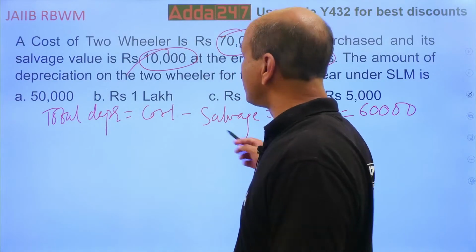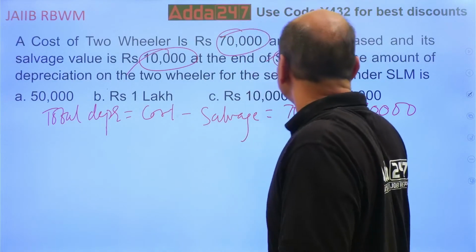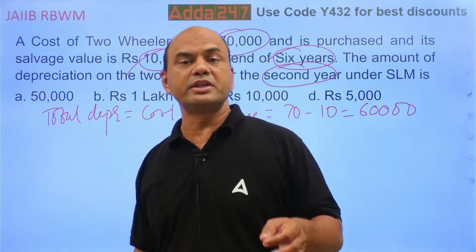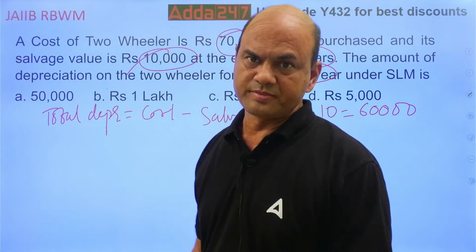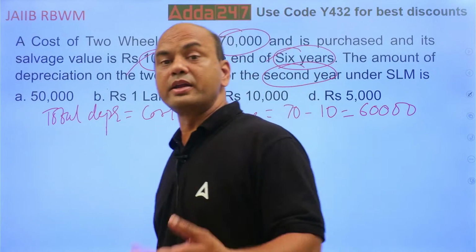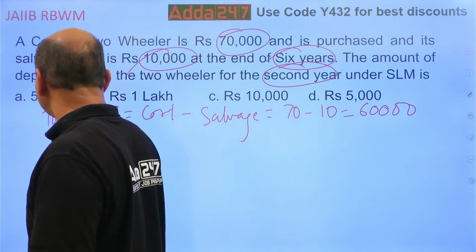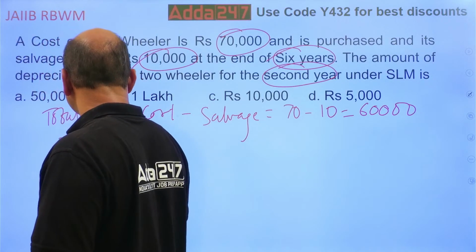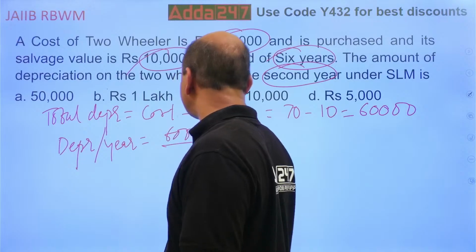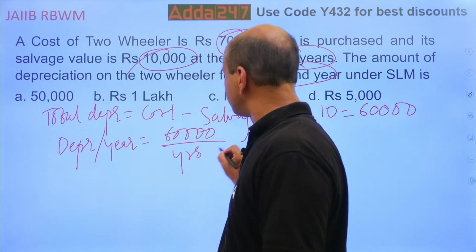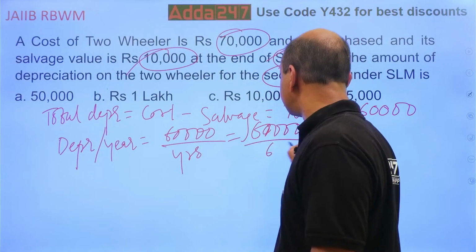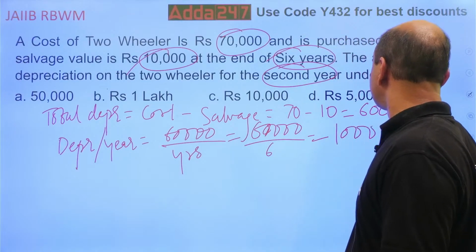But what do you want? You don't want the total depreciation. You want the depreciation for the second year. What did I tell you? Depreciation amount is constant for all the years. So how many years are there? 6 years. What is the amount? 60,000. So depreciation per year equals 60,000 divided by years, so that is equal to 60,000 upon 6, which is 10,000.